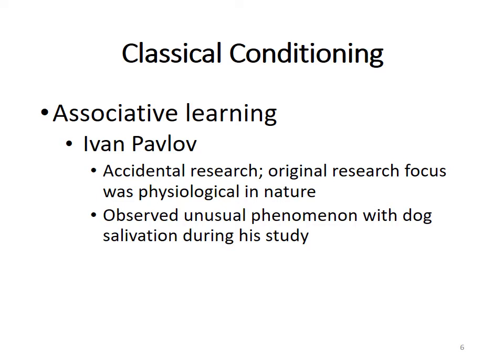Now we're going to take a look at another type of learning called classical conditioning. Classical conditioning is a type of associative learning where one thing becomes associated with another thing. Our key player for classical conditioning is Ivan Pavlov. Pavlov was a Russian physiologist who was interested in studying digestion. He was using dogs and collecting their salivation at the presentation of a food powder.